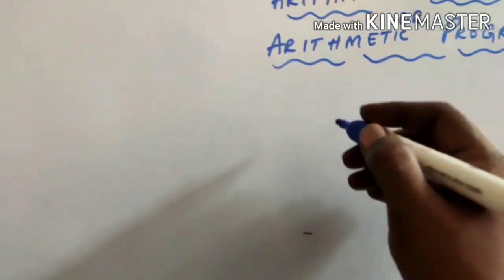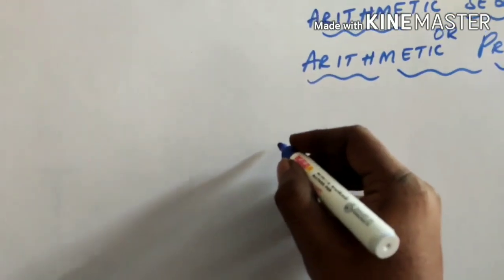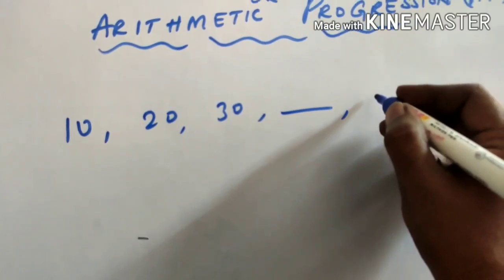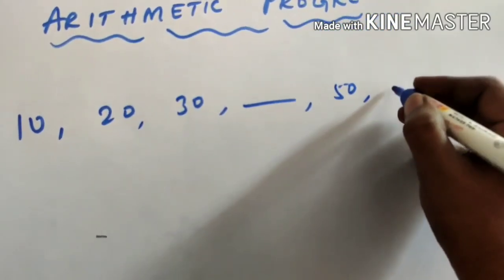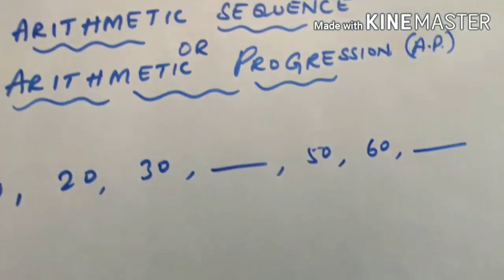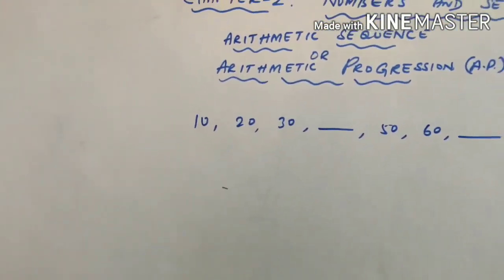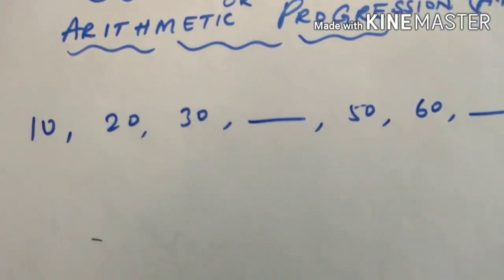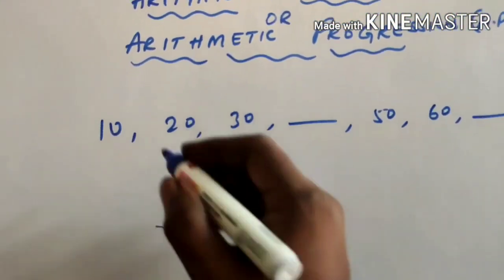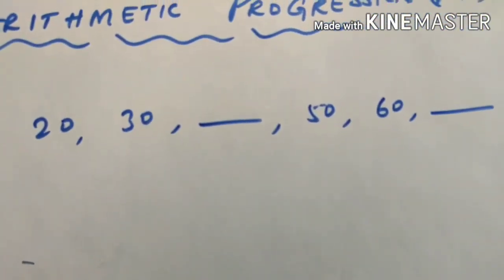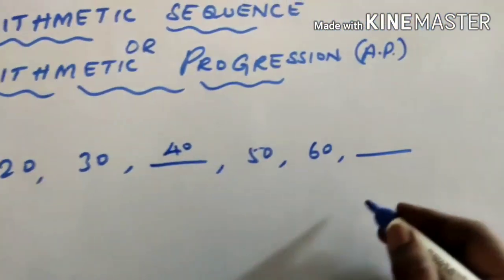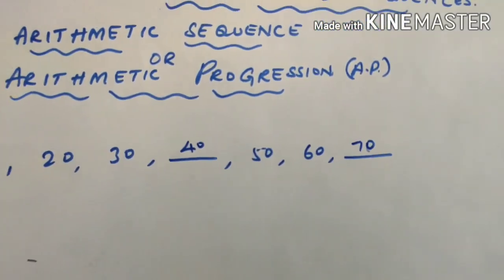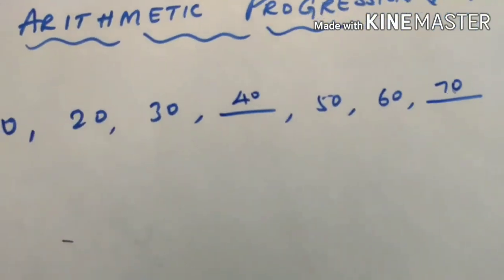For example, in lower classes you would have studied this. See here, for example, 10, 20, 30, dash, 50, 60, dash. Okay, so in the lower classes, third, fourth, this we call find the missing numbers. Like this question, you would have seen this question. So what you will write, 40 and here you will write 70. Okay, so this is the missing number. Actually this is called a sequence.